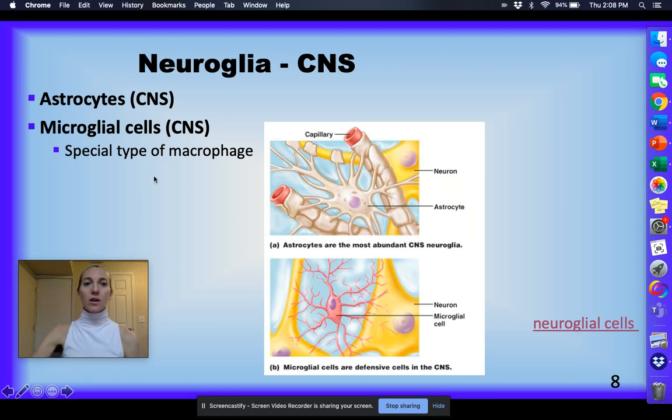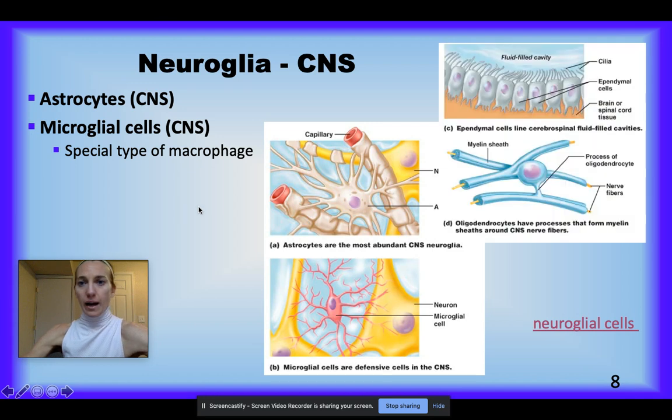Microglial cells. As the note indicates here, these are part of your immune system. They're a special type of macrophage that help to clear bacteria or other invaders that may enter into this space in your central nervous system. In addition, we also have ependymal cells.